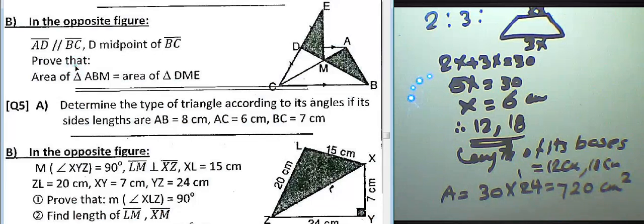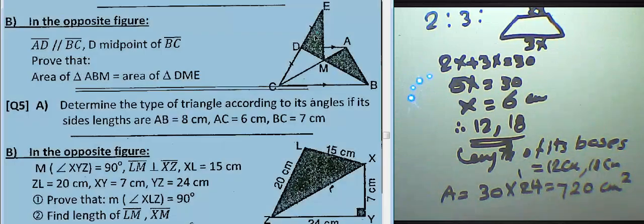Question letter B. In the opposite figure, AD is parallel to BC. Prove that area of triangle BMA equals area of triangle EDM. We can prove that by using the median.